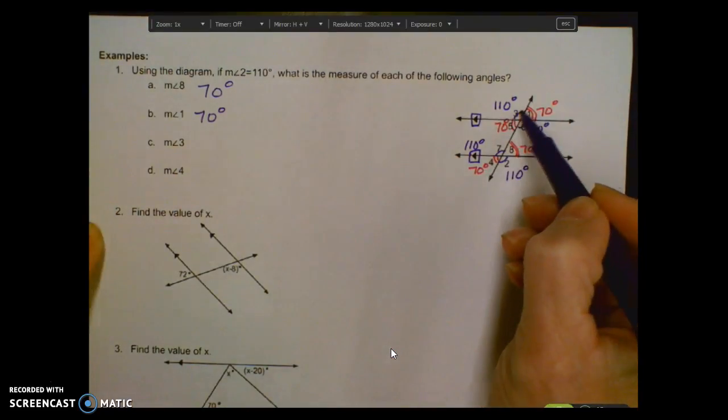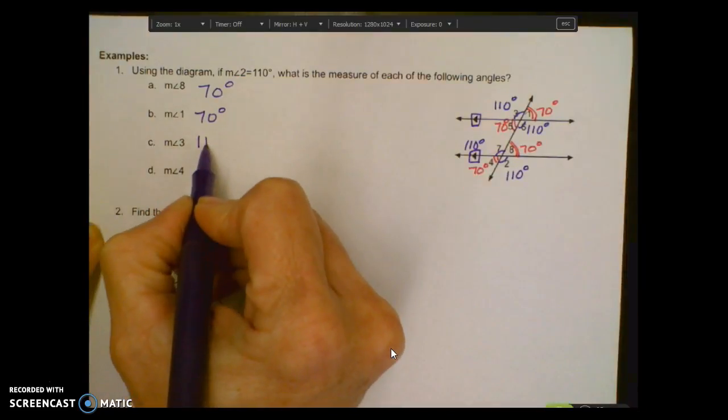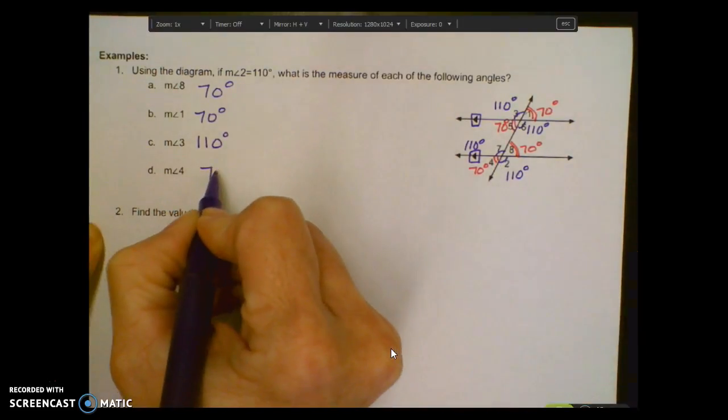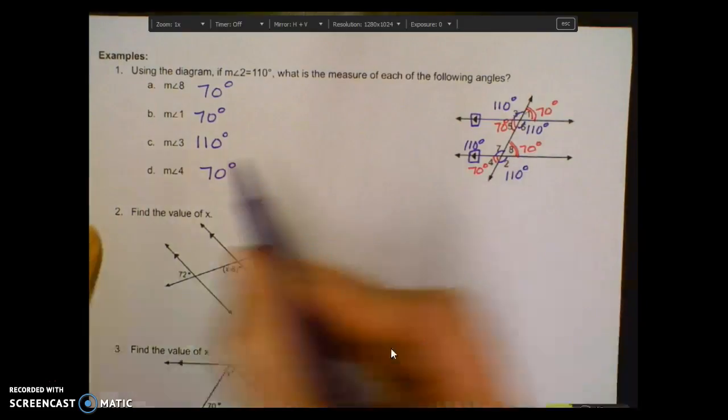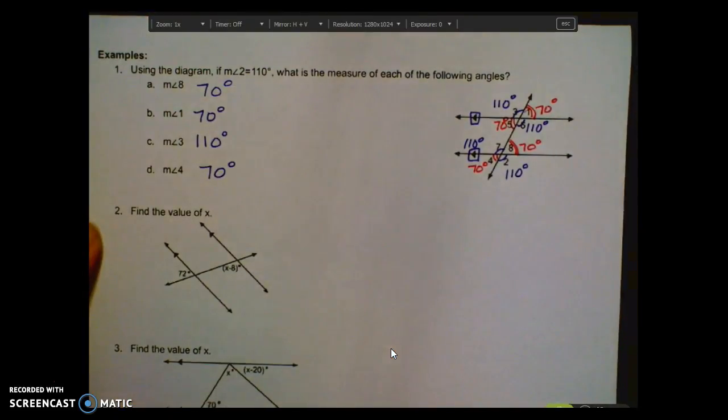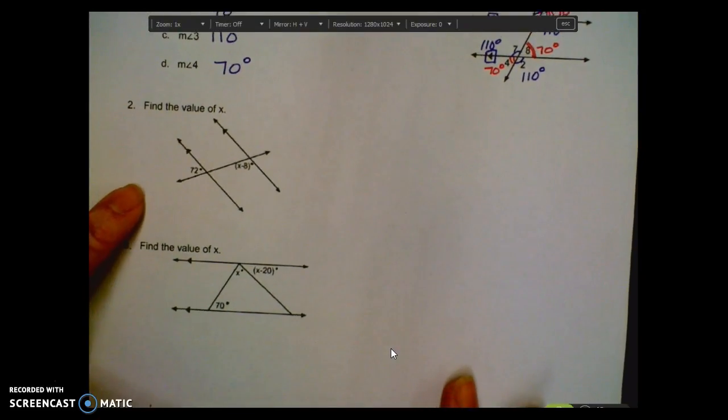The measure of angle 3? 110 degrees. And the measure of angle 4? 70 degrees. So filling it into the diagram first is going to speed up this process considerably. All right, let's look at another example. This one's a little more algebraic.